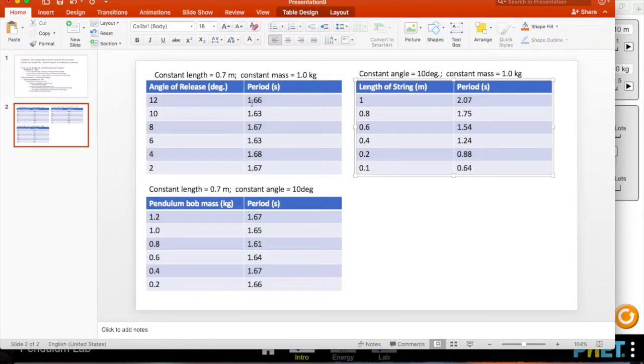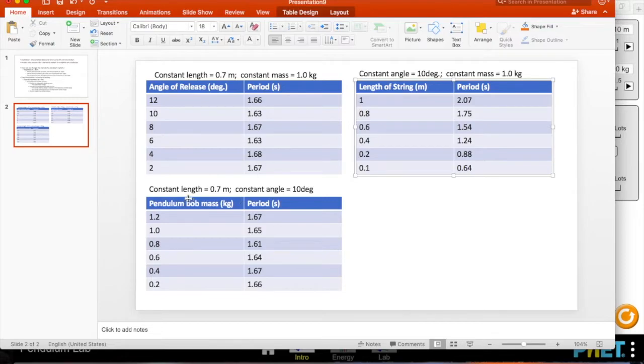All right, so here you can see the data that I have. I've made some notes over my data tables. For the angle of release, I was keeping the length constant and the mass constant. I only want to vary one independent variable at a time, so I was varying the angle. I released it at these angles, and here was my period. You can see there are some slight deviations. It seems to go down, but then it goes back up again. So if we look at this very carefully, we can say, okay, maybe the angle of release doesn't have an effect on the period. Maybe the period is actually not affected by the angle of release.